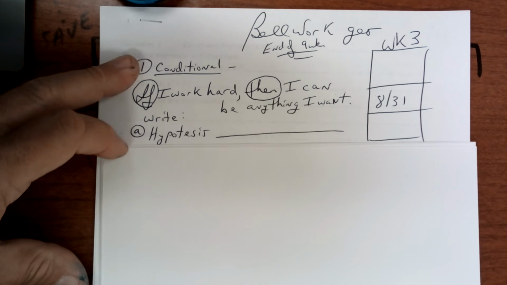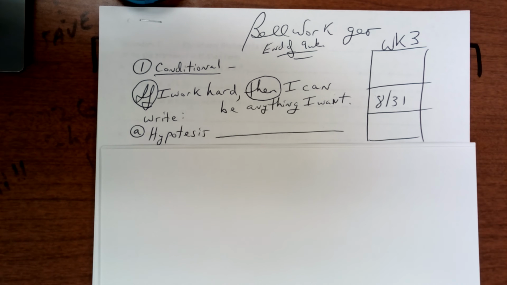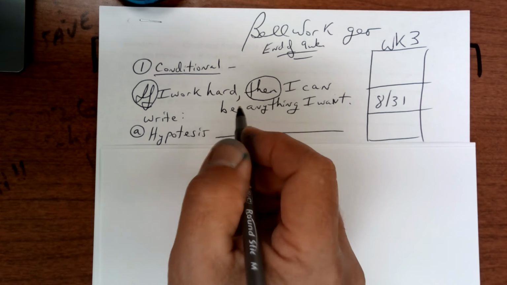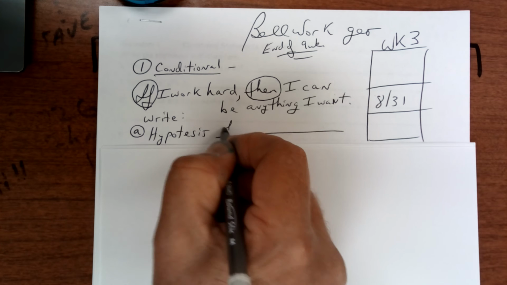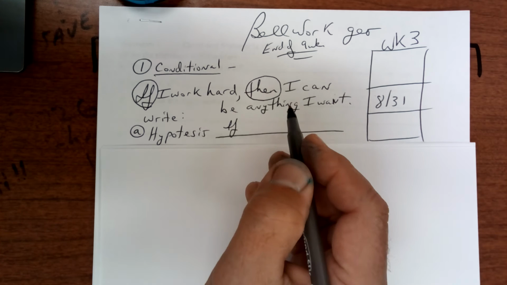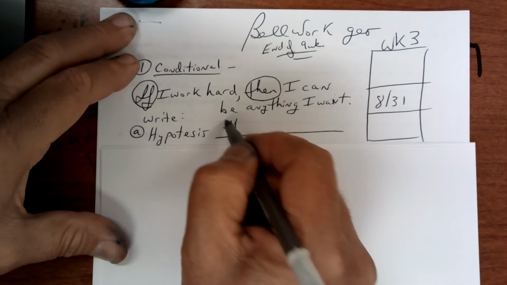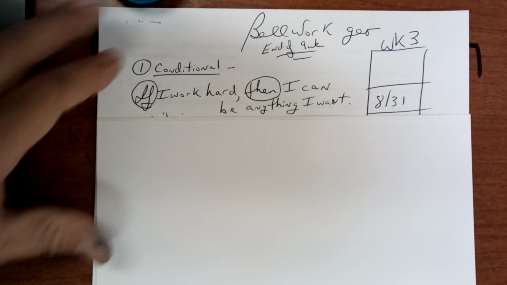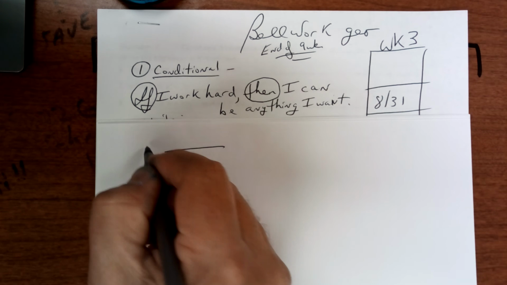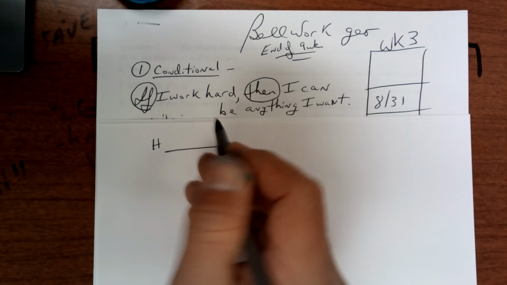The hypothesis is the first part. Okay? Do not use the word if. So if you say if, you will miss it. Okay? So that's not part of your hypothesis. So it's going to be, hypothesis: I work hard.